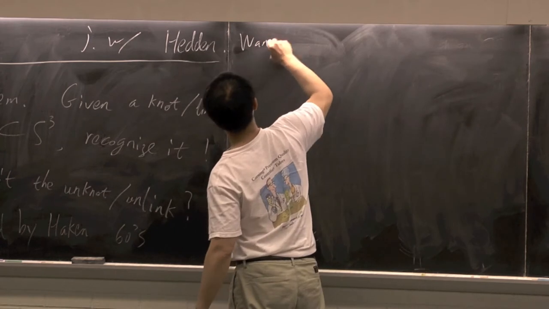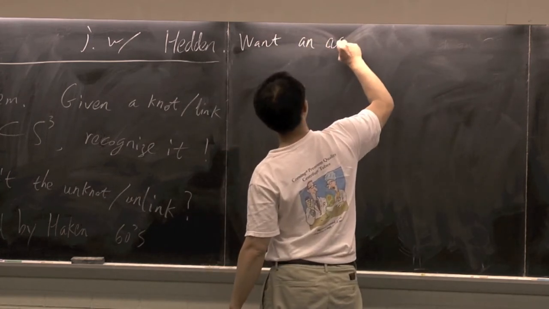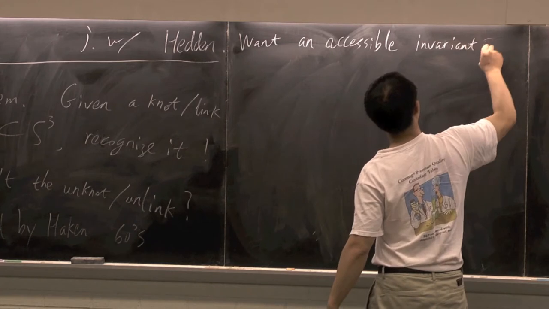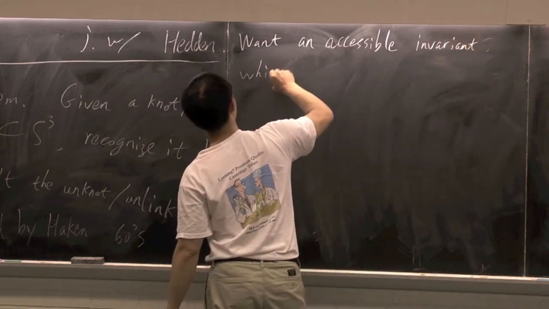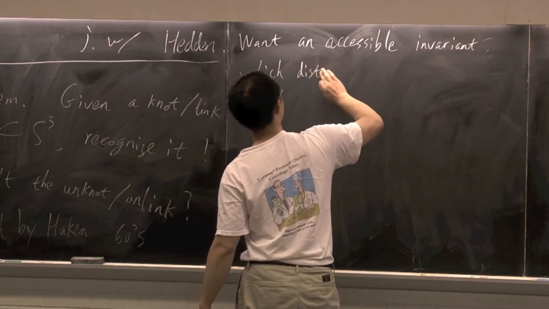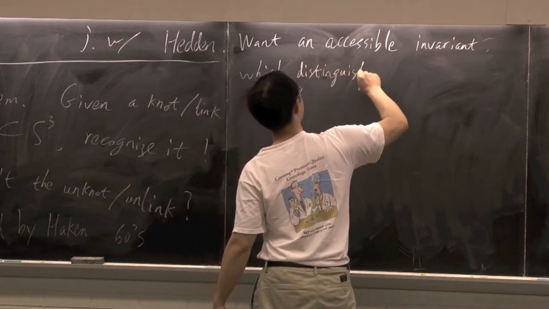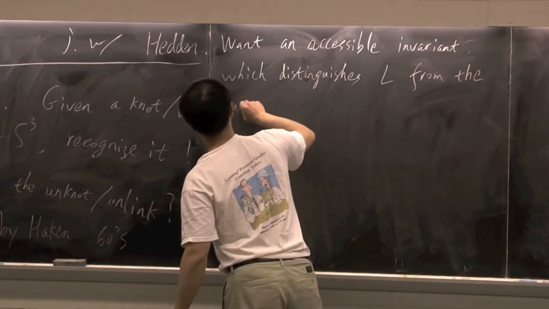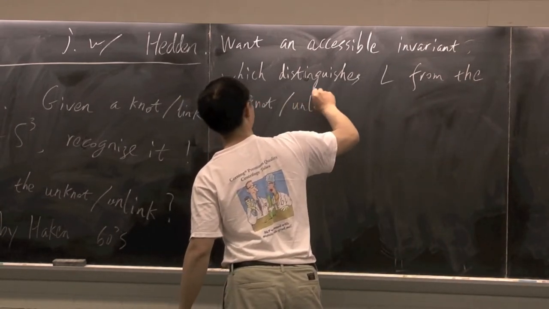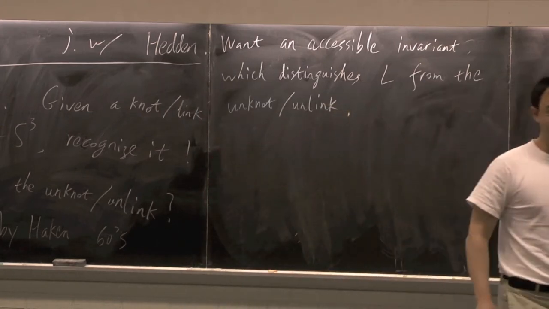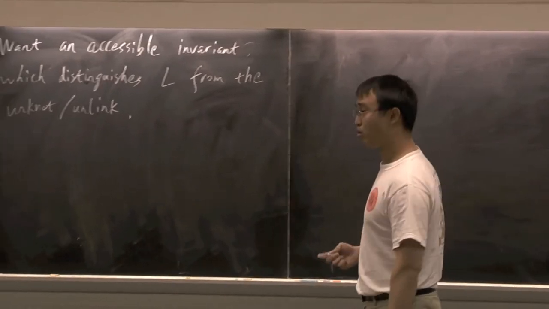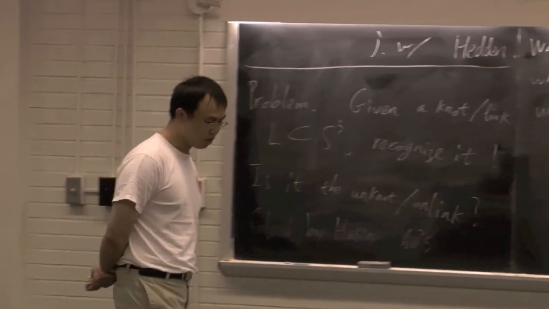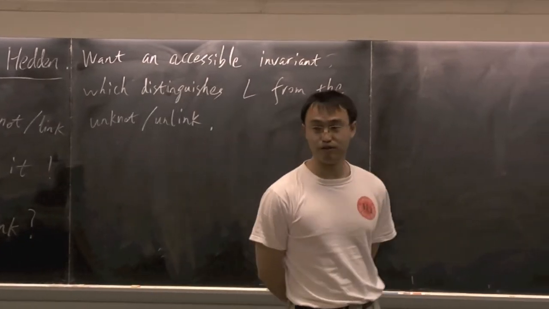So we want an accessible invariant which distinguishes a knot or link from the unknot or unlink. By accessible, we mean that the invariant should be computable, and once you compute the invariant, you can tell whether it is the invariant for the unknot.